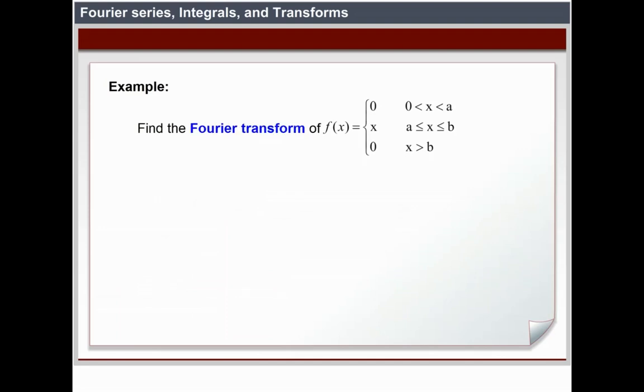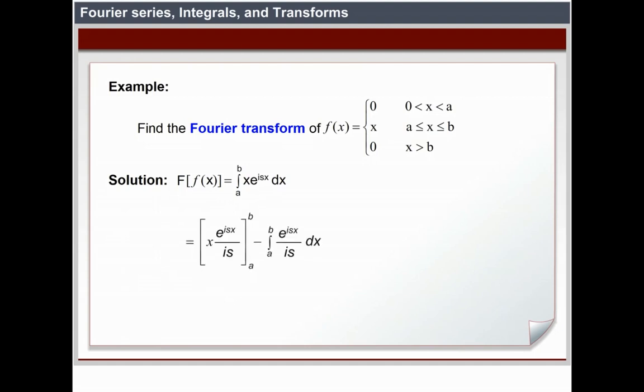Example. Find the Fourier transform of f of x equal to 0 for 0 less than x less than a, x for a less than or equal to x less than or equal to b, 0 for x greater than b. Solution. Capital F of small f of x equal to, we need not say small f of x, it is very understandable. Better to say capital F of x equal to integral a to b x into e power isx into dx equal to x into e power isx divided by is with limit a to b minus integral a to b e power isx by is into dx.